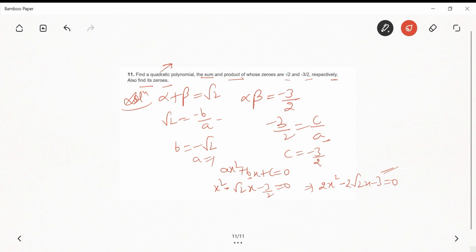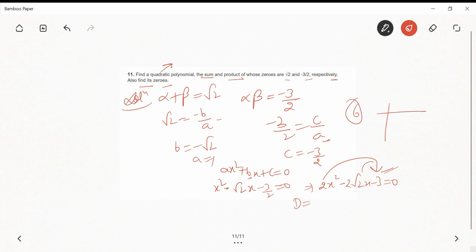Now we have to find out the zeros as well, right? Alpha and beta. Now how are we going to find it out? So see, we will factorize it. 2 3s are 6. We want here 6, correct? Now how can we get 2 root 2 here? Or you can use the discriminant formula as well.